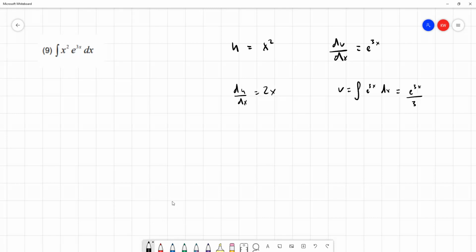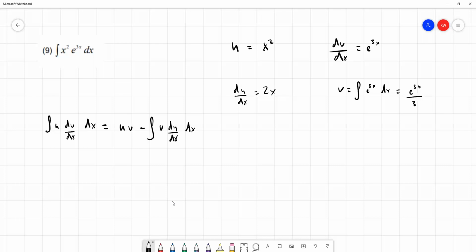So now we can use our rule for integration by parts. Just as a reminder, what that tells us is that if we have the integral of u times dv by dx, which is sometimes just written as the integral of u dv, this is equal to u times v minus the integral of v times du by dx, sometimes just written as the integral of v du.